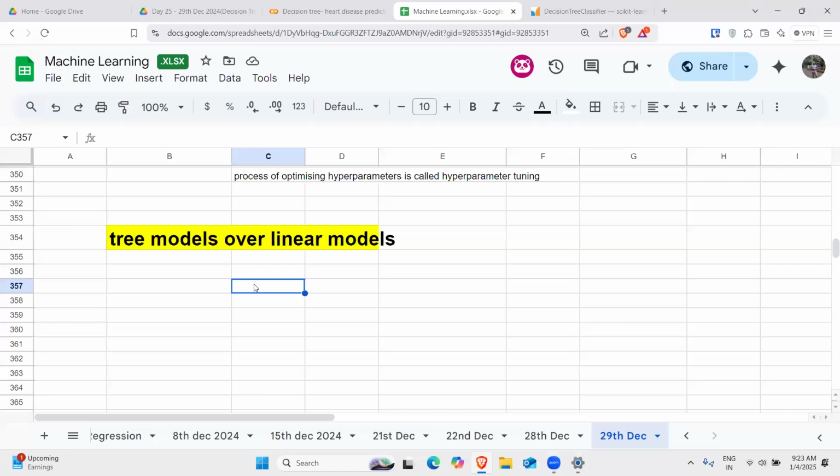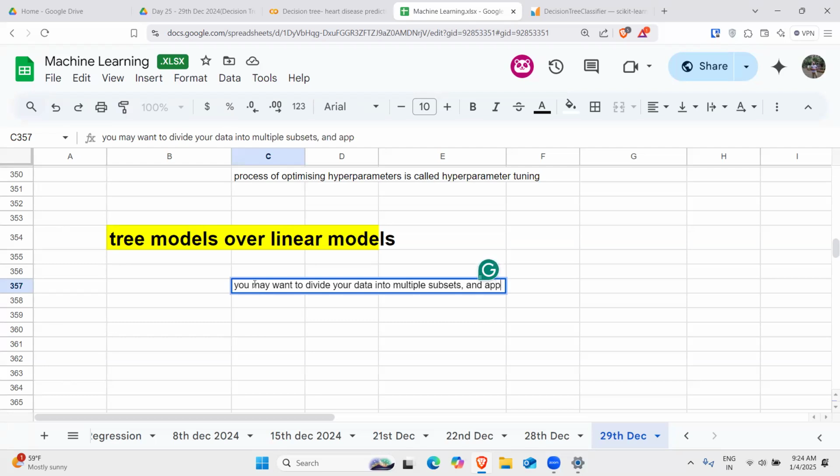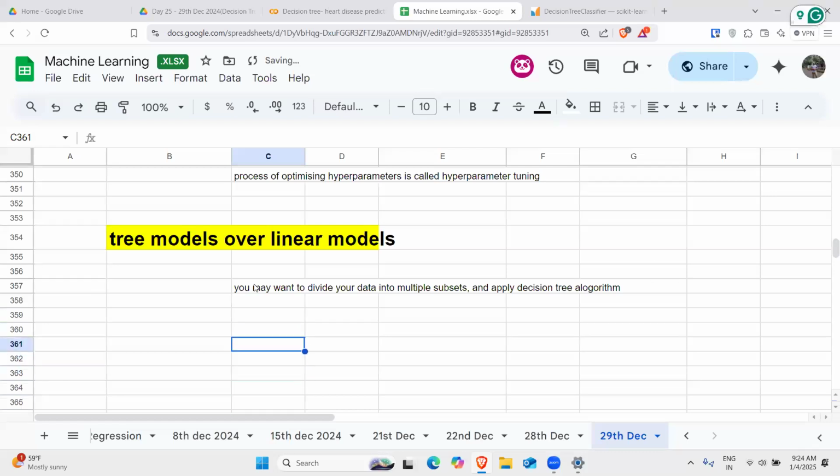Linear regression fits only one model to the entire dataset. However, you may want to divide your data into multiple subsets and apply a decision tree algorithm in such cases to handle non-linearity. Now, I'll just draw one figure in order to explain this particular point that we have just discussed.